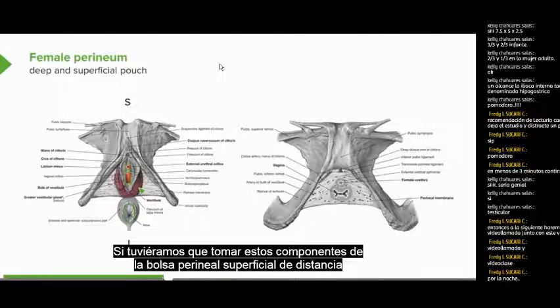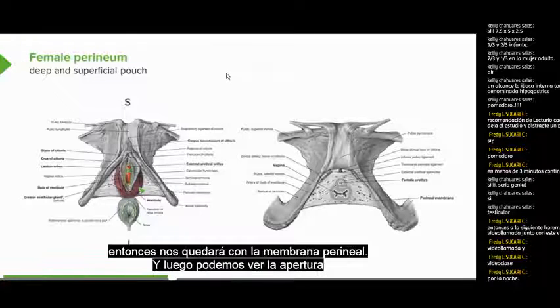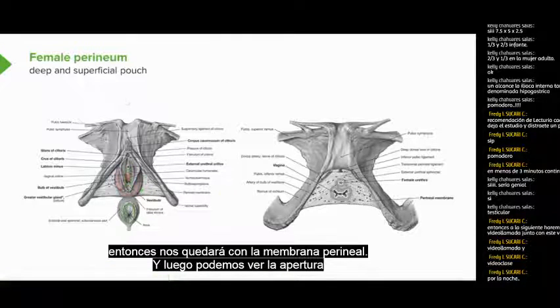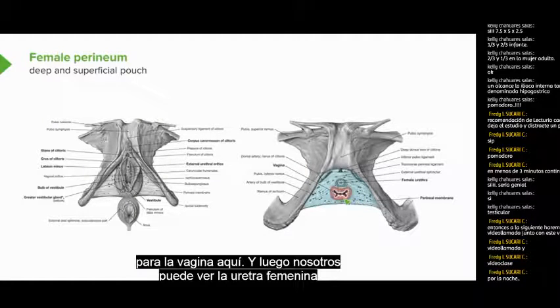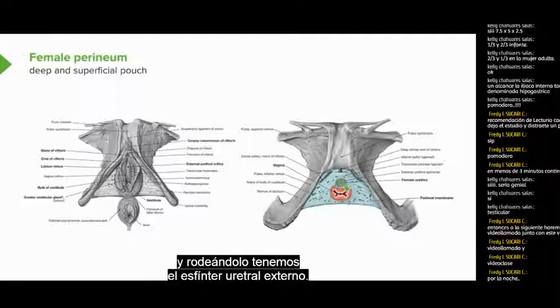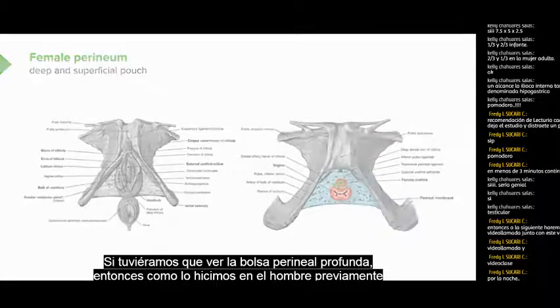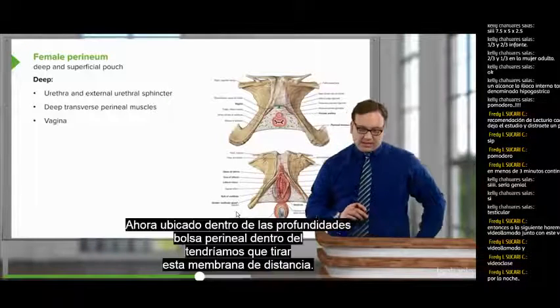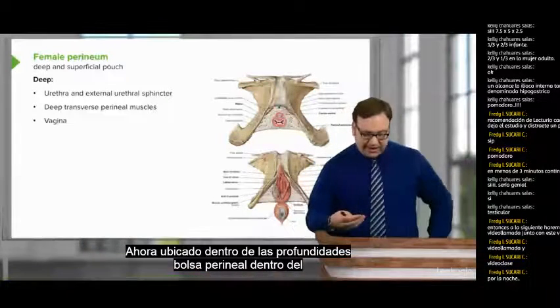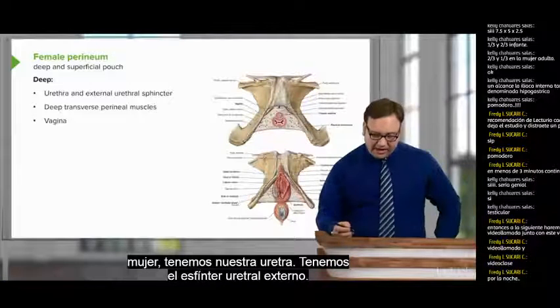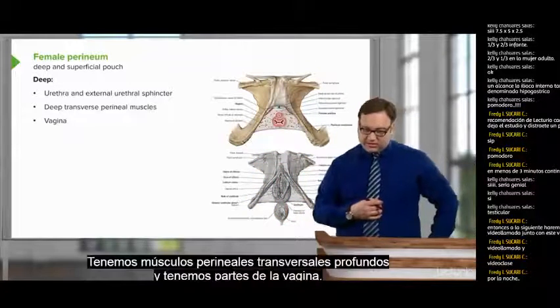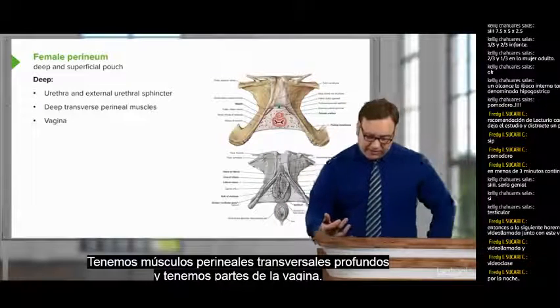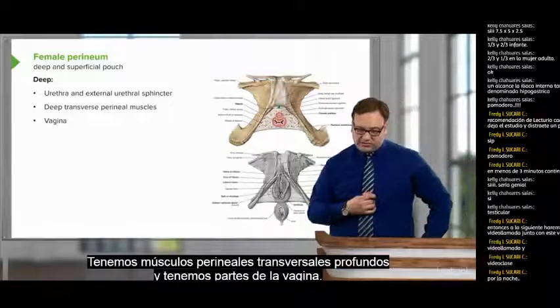If we were to take these components of the superficial perineal pouch away, we'd then be left with the perineal membrane, and then we can see the opening for the vagina here, and then we can see the female urethra. And surrounding it, we've got the external urethral sphincter. If we were to see the deep perineal pouch, then like we did in the male previously, we'd have to pull this membrane away. Now, located within the deep perineal pouch within the female, we have our urethra, the external urethral sphincter, deep transverse perineal muscles, and parts of the vagina.